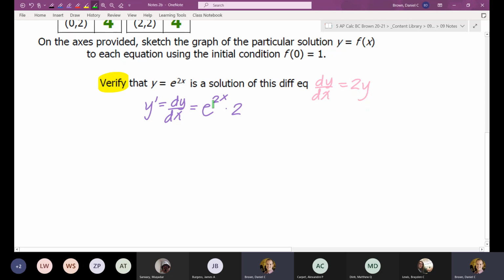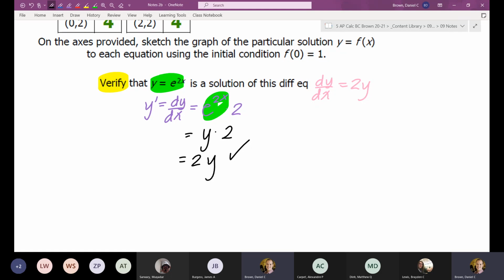What do we know e to the 2x is equal to? You plug in y for e to the 2x. It's just y, don't overthink it. So how do we clearly show that? I'm just going to show my substitution, that becomes y times 2, which is of course the same thing as 2y. I have now shown that the derivative of e to the 2x, yes, is e to the 2x times 2, but that's also the same thing as 2 times y. So we can verify it by connecting the dots.